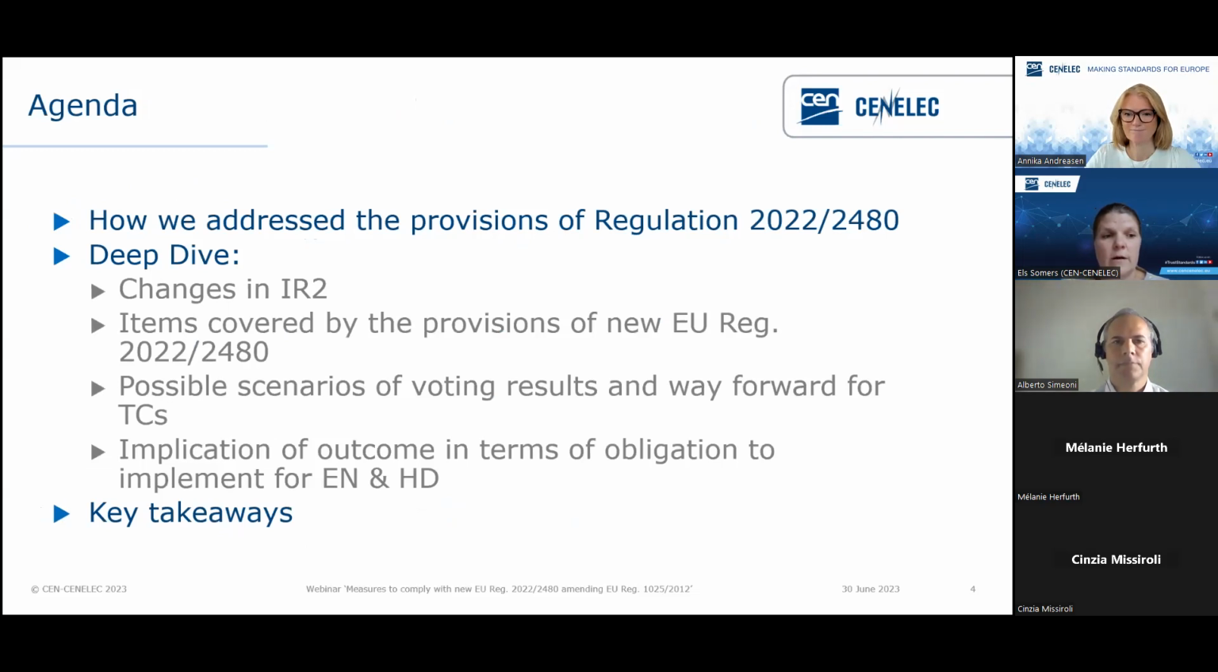On the agenda, you see here, I will quickly go through it, not in detail, because the focus is on what comes next, of course. We address the provisions of the regulation 2022-2480, and then we deep dive into the changes in relation to the internal regulations, part 2. Items covered then by the provisions of the new regulation. And then we overview possible scenarios of the voting results and the way forward for you as a TC, technical body officer. Implications, of course, on the outcomes in terms of obligations to implement your standards and HTs as well. And then we close down with some key takeaways that are important for you to remember.